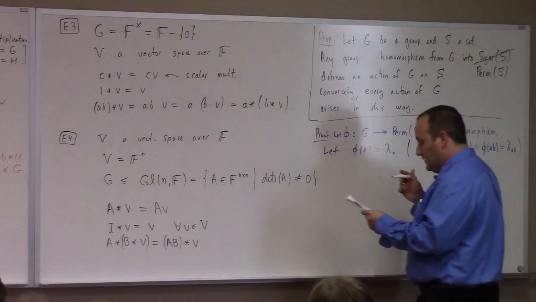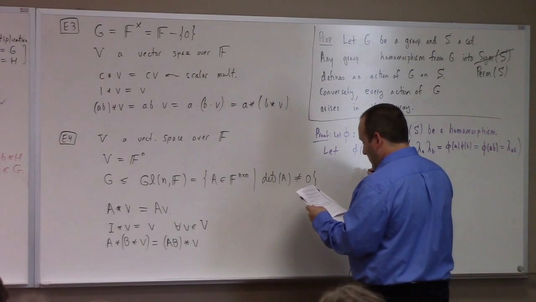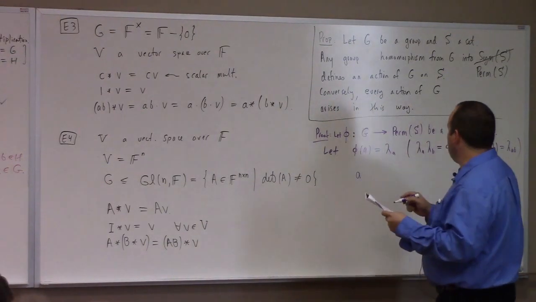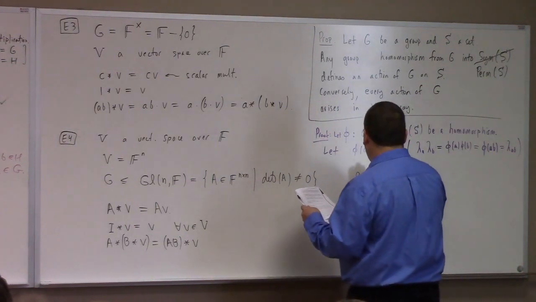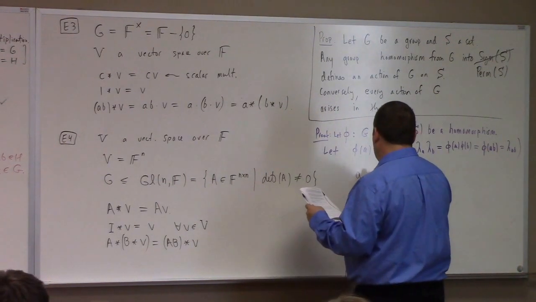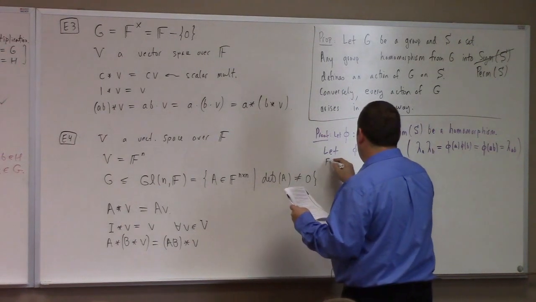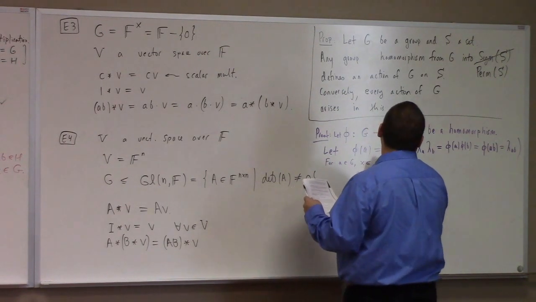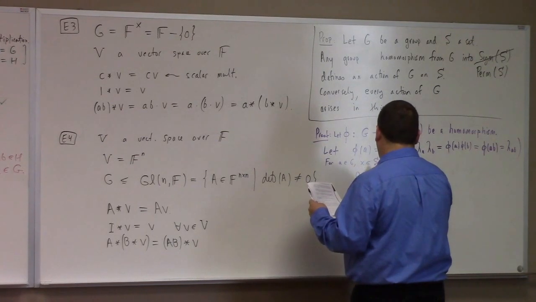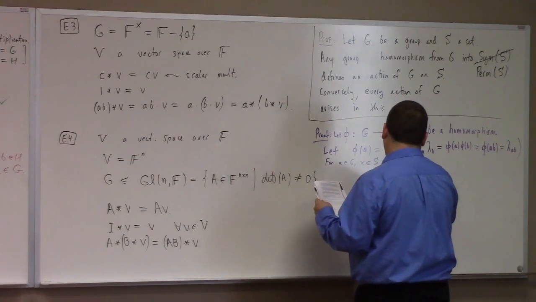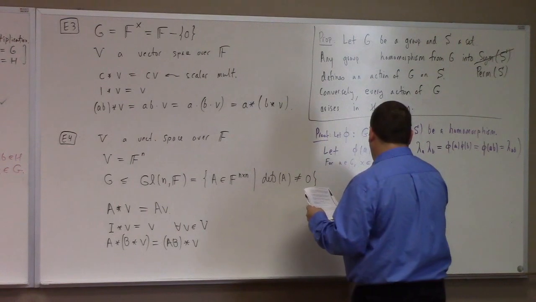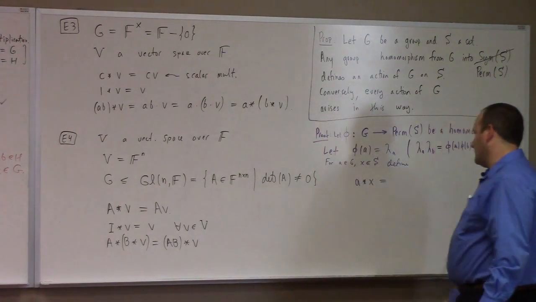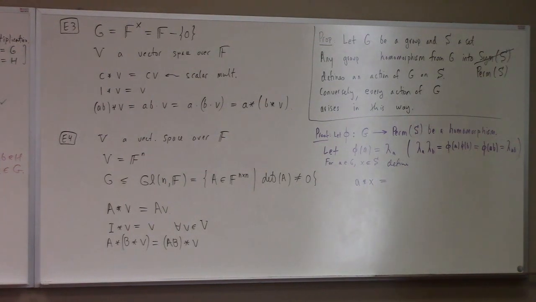So what we're going to do is we need to define a group action of G on S. So here a is in G. Okay? So let's, for a in G and x in S, define a star x equals to, what should we do?